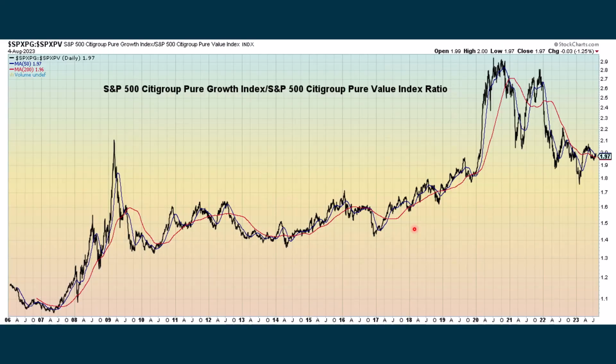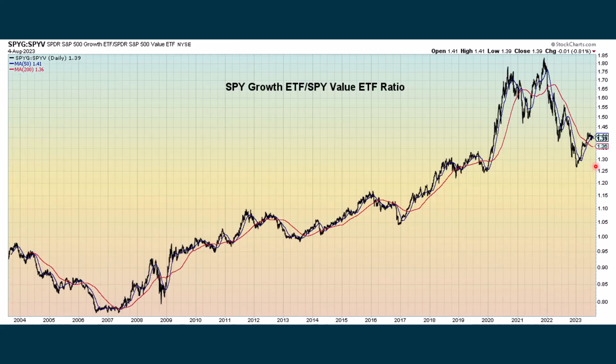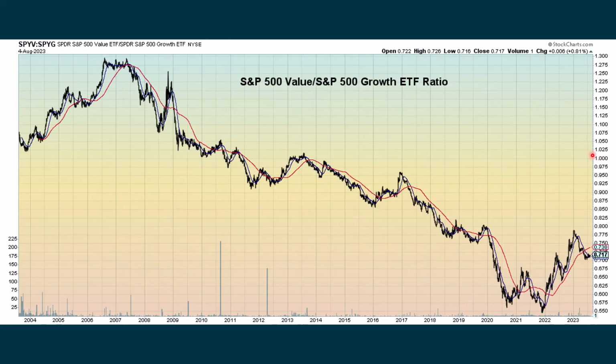We look at the pure growth index and compare it with the pure value index. We have been declining with growth and it is in an uptrend, but if we keep going down, we could see a death cross in this ratio. We look at an ETF, growth versus value. It's also in an overall uptrend and is holding up a little bit better. We look at value versus growth. That's an inverse, showing how value is now underperforming growth, and we've seen a recent death cross with this ratio.